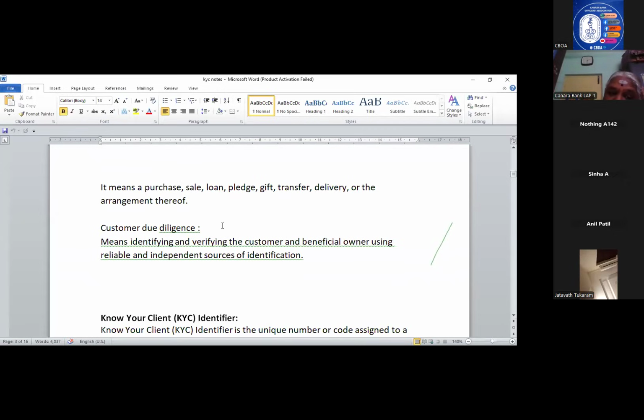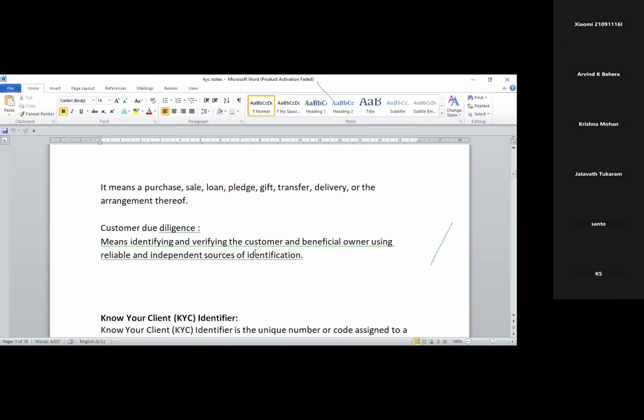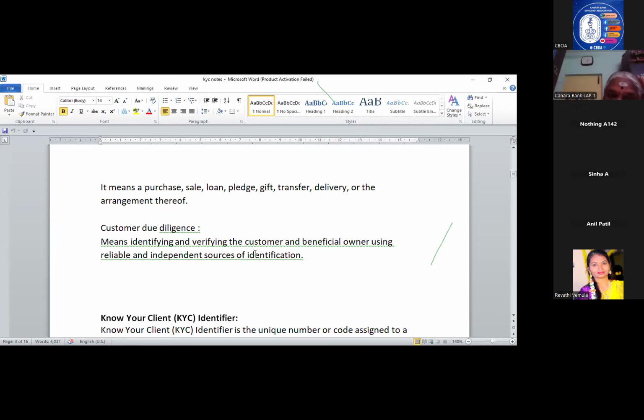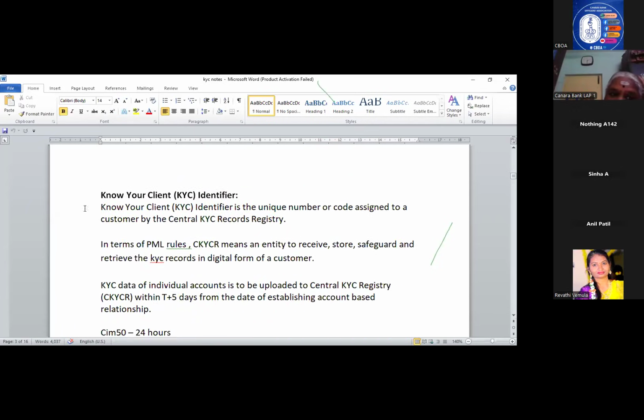And we talk about customer due diligence, which you would have heard of very frequently in the bank. Customer due diligence is nothing but identifying and verifying the customer and the beneficial owner using a reliable and independent source of identification. Customer due diligence has some 5 or 6 aspects, and we'll be seeing them as we go through this. Okay, know your client identifier.